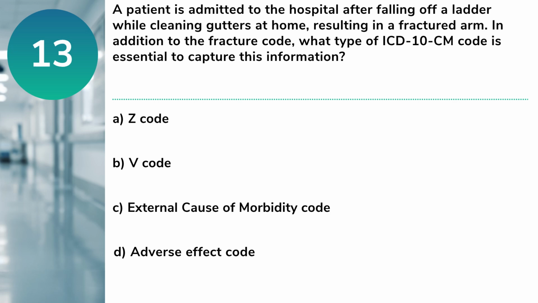Question 13. A patient is admitted to the hospital after falling off a ladder while cleaning gutters at home, resulting in a fractured arm. In addition to the fracture code, what type of ICD-10-CM code is essential to capture this information? A. Z code. B. V code. C. External cause of morbidity code. D. Adverse effect code.